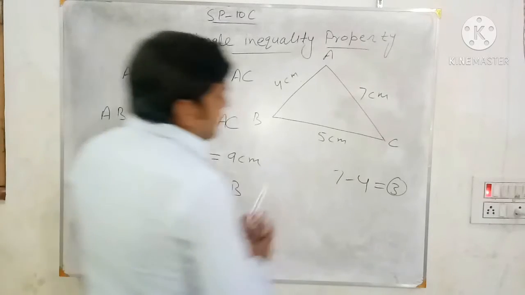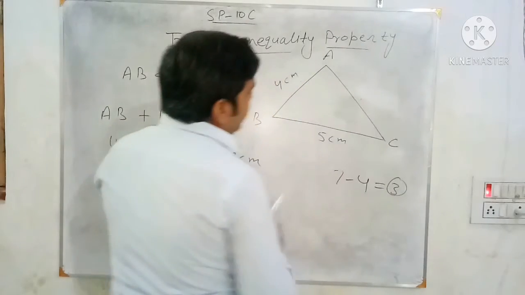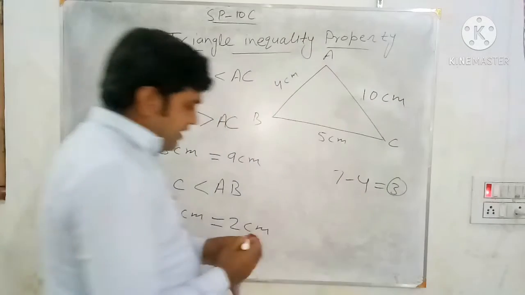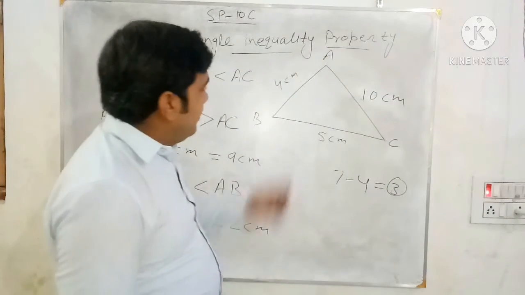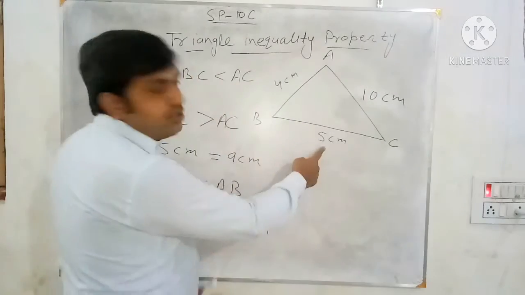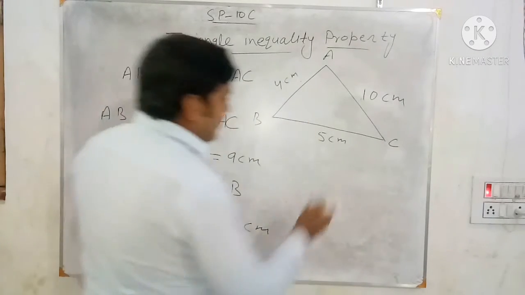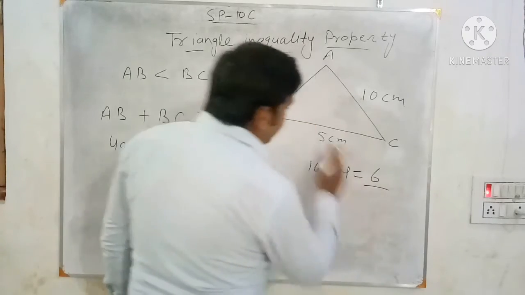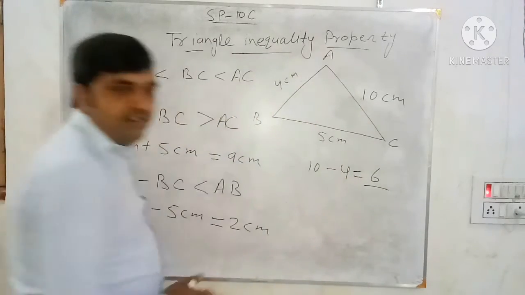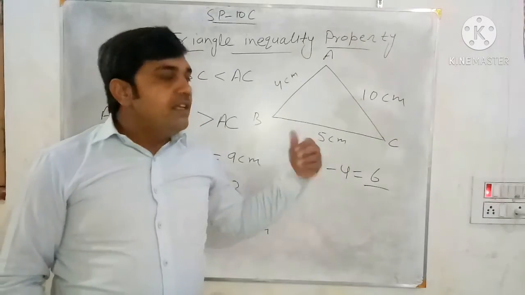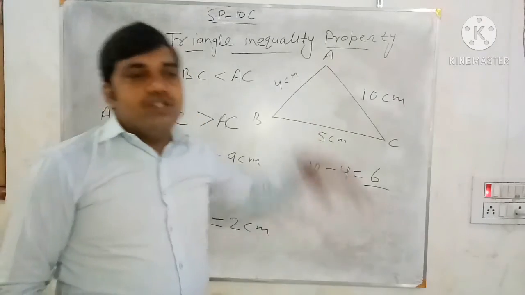For example, suppose in the last case we had taken 10 centimeter. Now if it is 10 centimeter, what will you find? 10 minus 4 gives you 6. Now 6 is greater than the third side, 5 centimeter. So this is not possible. If you get such a situation, you can say that the triangle is not possible.